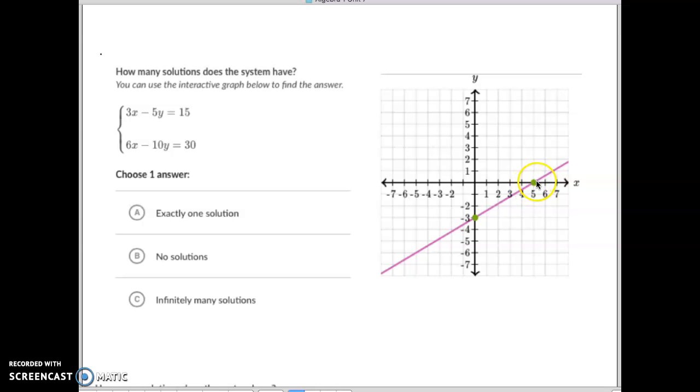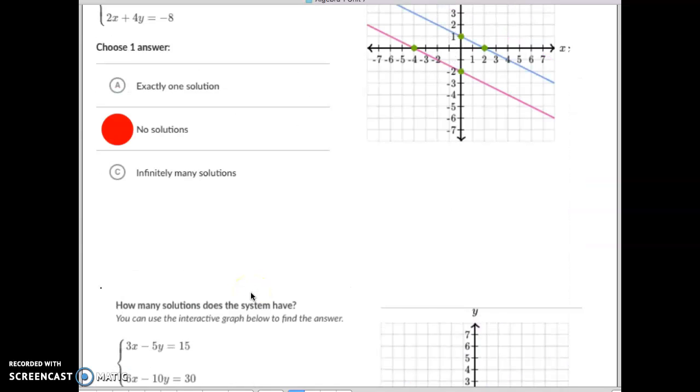Notice they both had the exact same x-intercept and the exact same y-intercept. So they create the exact same line. You might notice that because both lines are exactly the same, every single point along this line is an intersection point. If you think about it, there's an infinite number of intersection points all along this line. So we would say there are infinitely many solutions. When both lines coincide, meaning they're the exact same line, it's infinite solutions.